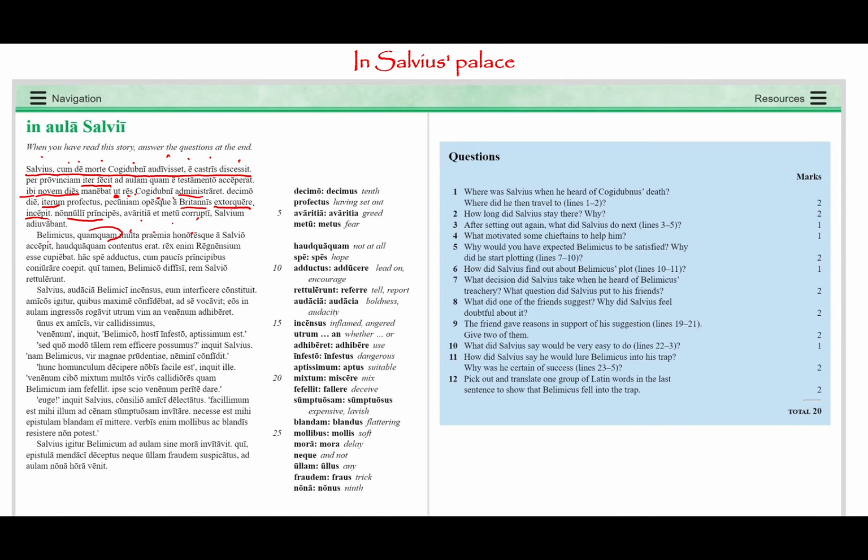Why did he start plotting? And that's in the very next line. Very common verb here, cupiebat. He was eager to be king of the Regnenses, which is one of the tribes of southern Britain. Enim, little word, means for, as in because.